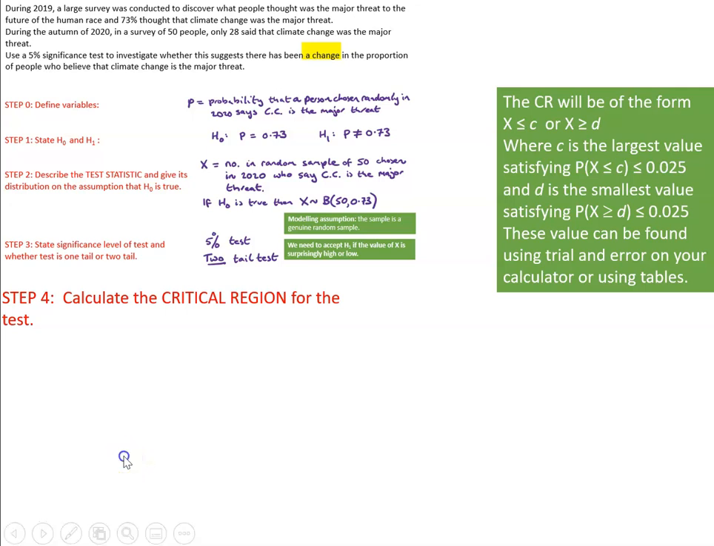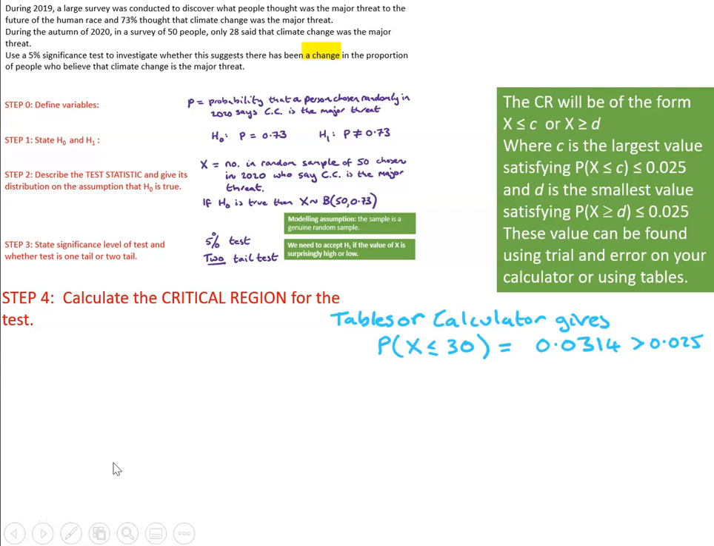So first of all we'll try and find out what C is, and using our calculator we get the probability that X is less than or equal to 30 is 0.0314, which is bigger than 0.025, and the probability that X is less than or equal to 29 is 0.0155, which is less than 0.025. So we can say that the value of C is 29.